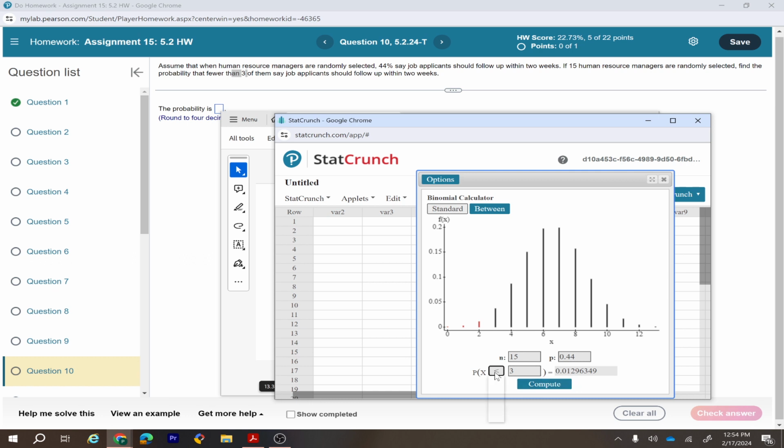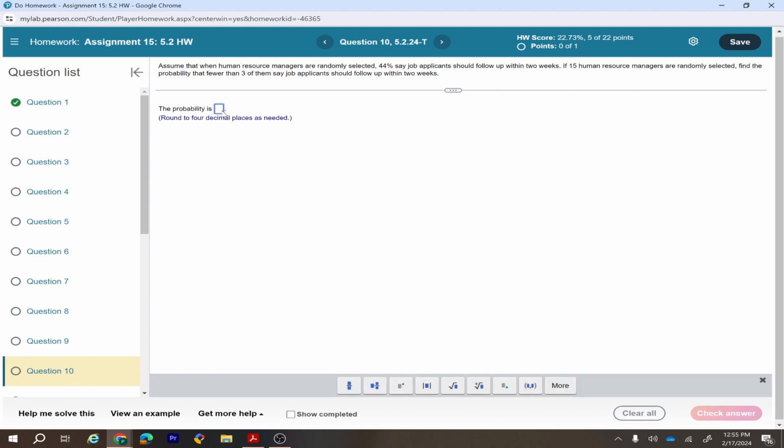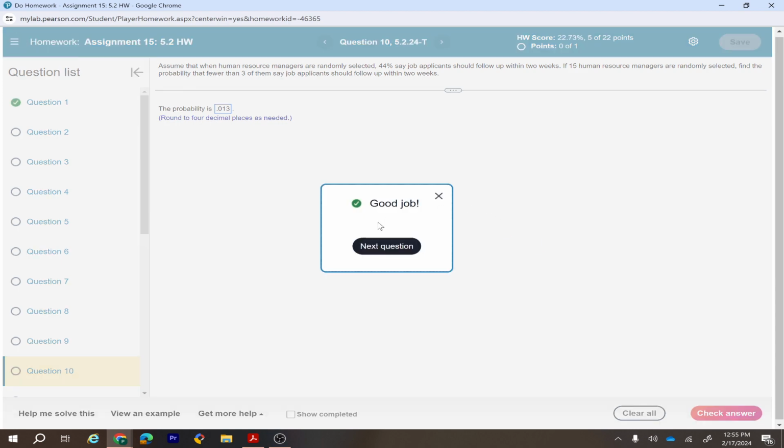Okay, look here. If you calculate for 0, this is the answer. For 1, this is the answer. For 2, this is the answer. You can add all 3 cases and that gives you less than 3. So this is the answer for this question. That is 0.012, and if you round to 4 decimal places, this 9 becomes 10. So it's 0.013. Good job.